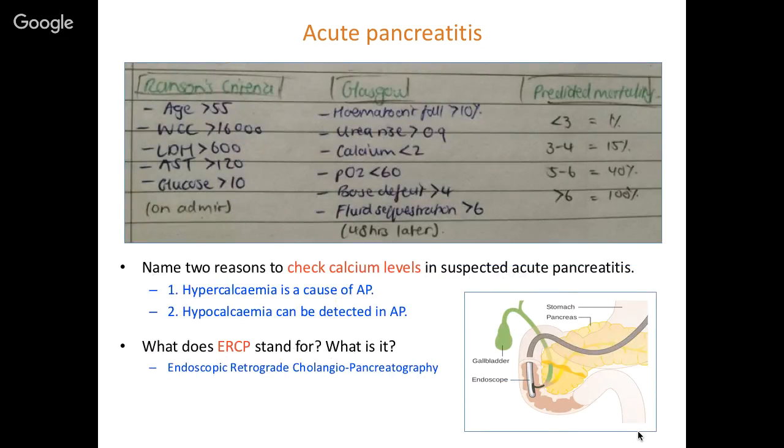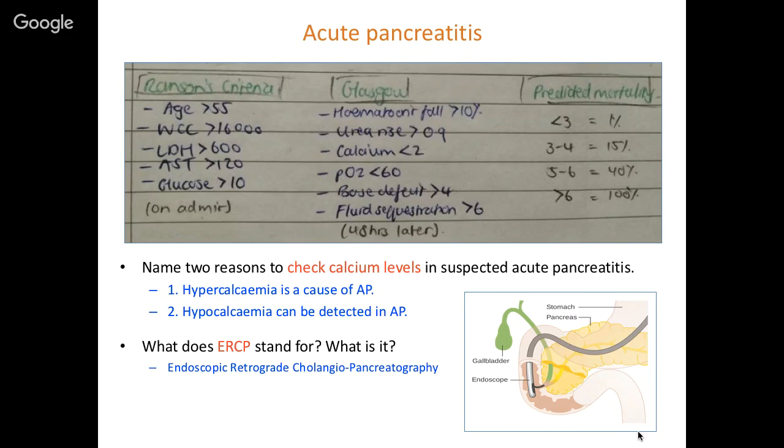But two reasons to check calcium levels. Hypercalcemia is a cause of acute pancreatitis, a rare cause, but it's still a cause. And hypocalcemia might be detected due to the disease process of acute pancreatitis. Does anyone know why you might see a hypocalcemia in acute pancreatitis? Just yell it out.